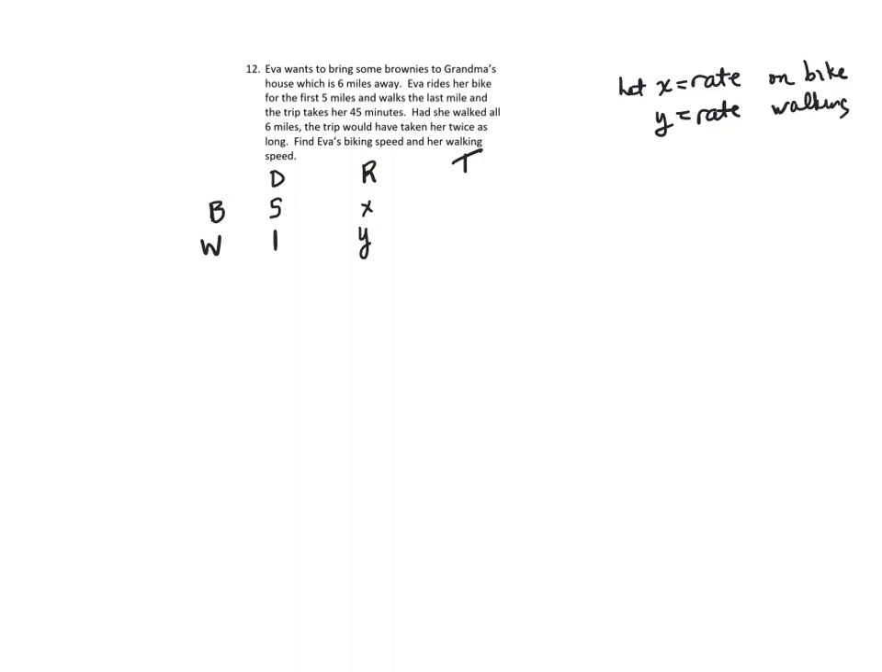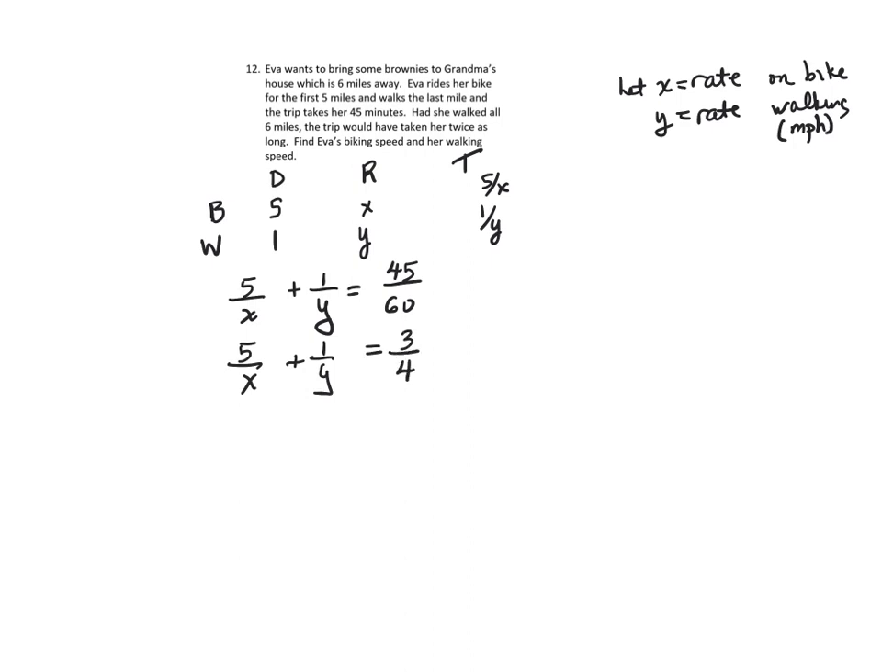So the time here would be 5 over x and 1 over y. And we know that the total time of the trip was 45 minutes. So we could add 5 over x plus 1 over y is equal to 45 over 60 because we're representing the rate as miles per hour. So let's just write that down. Okay, that's one equation. And that could be simplified into 5 over x plus 1 over y is equal to 3/4. All right, but we need an equation to solve for x or y.